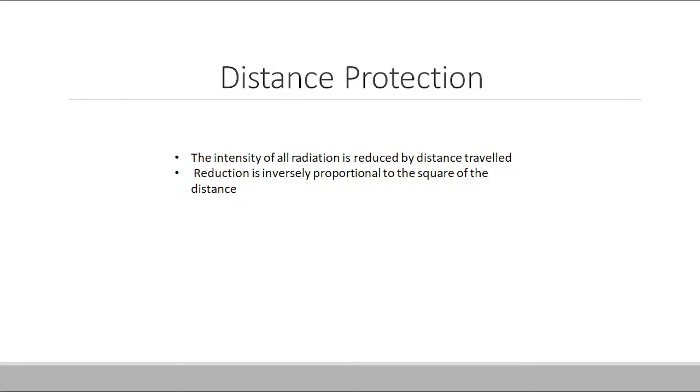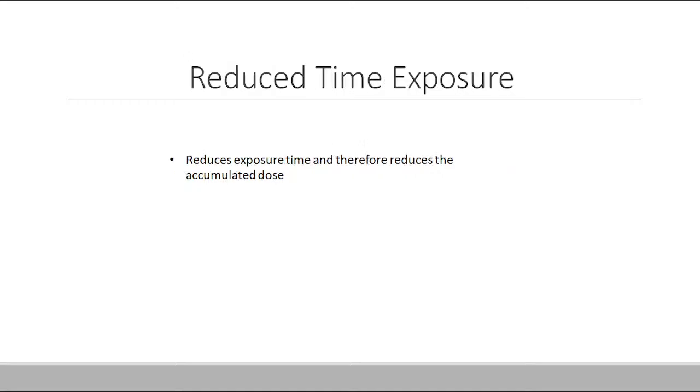Distance protection. The intensity of all radiation is reduced by distance traveled. Reduction is inversely proportional to the square of the distance. So the farther away you are, the less radiation you will receive. Reducing exposure time therefore reduces the accumulated dose.